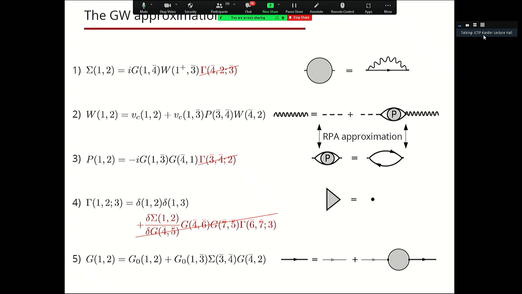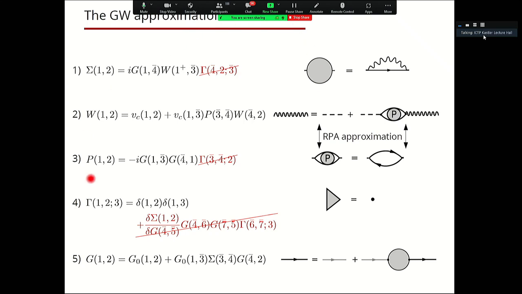Then what we can do is just to neglect vertex effects, and this makes the self-energy be written as the famous GW, and this is why this is called the GW approximation. While for the screened interaction, we have a corresponding RPA approximation.